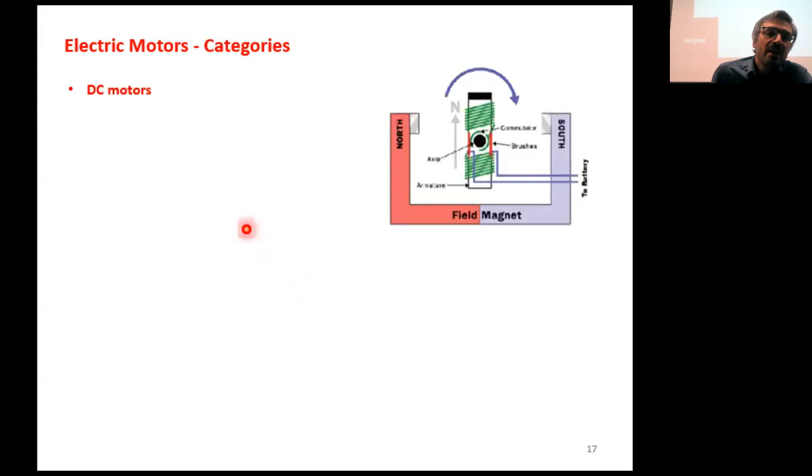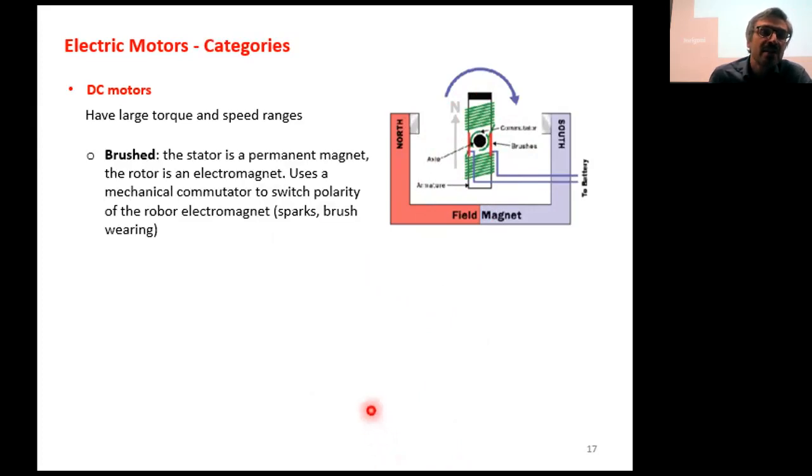Instead, the DC motors are powered with a constant DC voltage. An example of a DC motor is this. You have the stator that is a permanent magnet that creates a magnetic field in this direction, and the rotor is like a coil that moves. And they have large torque and speed range. They can change the speed. And there are two classes.